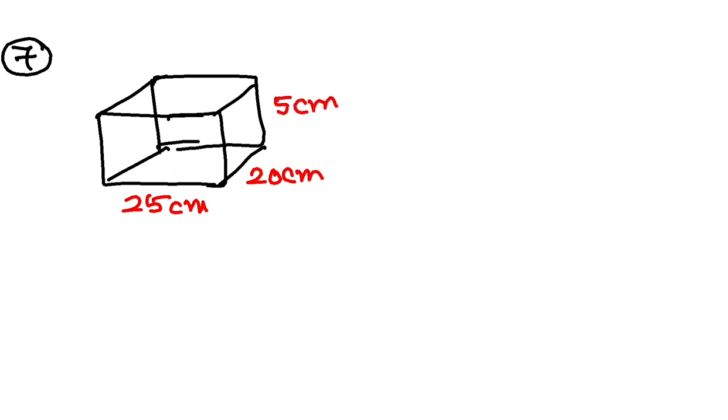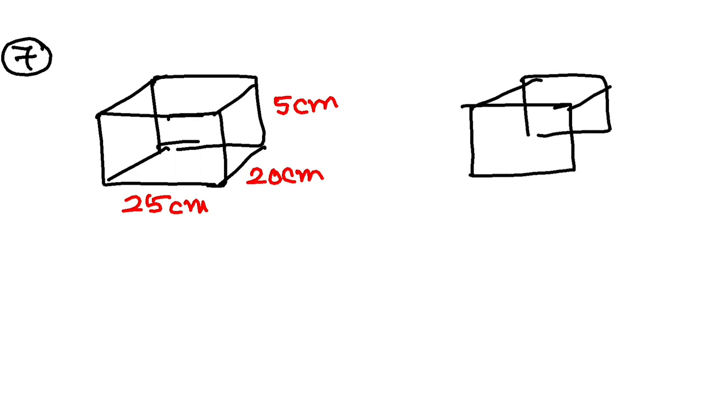Now question number 7 says there are 2 kinds of boxes, sweet boxes. Both of them are cuboidal, but one is of larger size, and this packet has a length of 25, breadth of 20 and height of 5, and there is a smaller box. This is also cuboidal but smaller in size, and this box has length 15, breadth 12 and height 5.